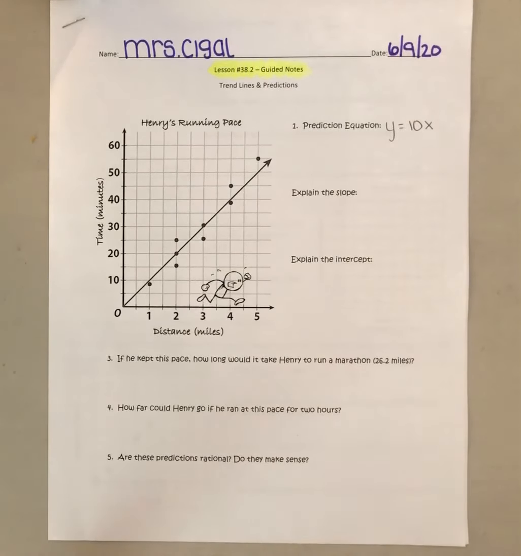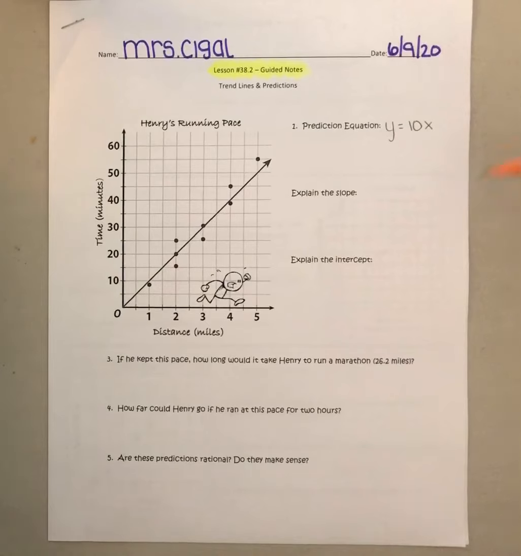Welcome to Tuesday. Today we are looking at the exact same graphs we used yesterday and their trend lines. And we are going to use those trend lines and the equations we wrote for the trend lines yesterday to make some predictions. So we're starting with Henry and his running pace.